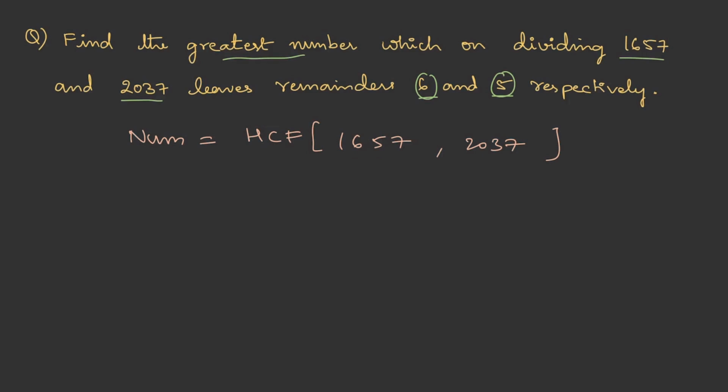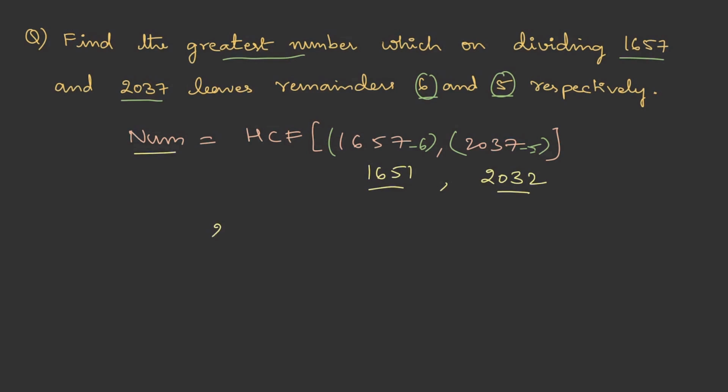So what we will do is subtract the remainders from these numbers. So this becomes 1651 and this becomes 2032. Now these two numbers are perfectly divisible by the HCF. So if we can find out the HCF of these two numbers, that is the required number, and that is the answer. So let me go with the division method.